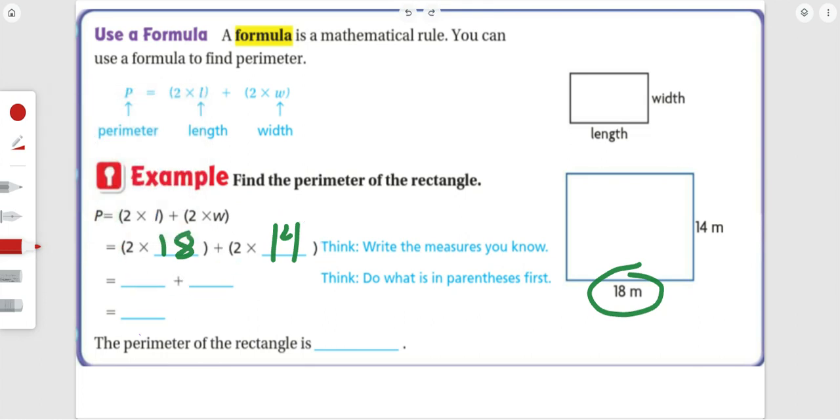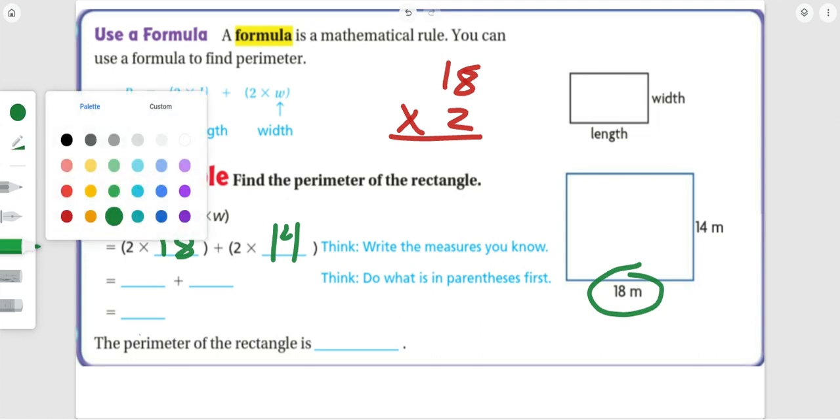In the next step of our equation, we're going to rewrite our equation, but instead of writing 2 times 18 again and 2 times 14, we're going to solve each of these parts. And we know that since they're in parentheses, that means we solve these parts first. So 2 times 18 can be done by setting up some scratch work.